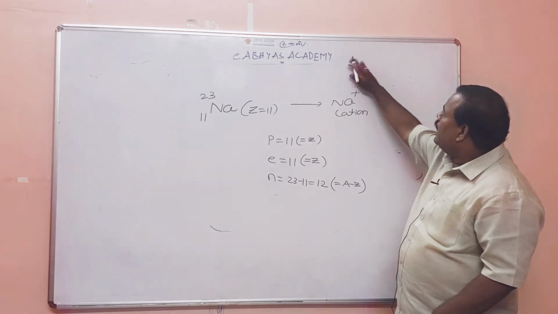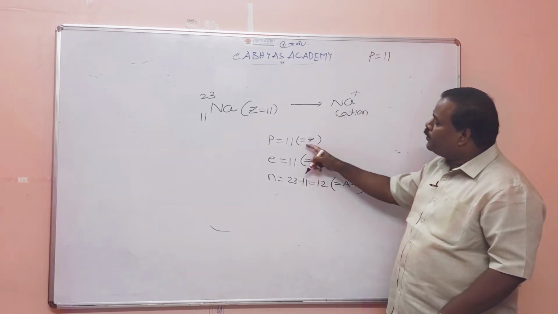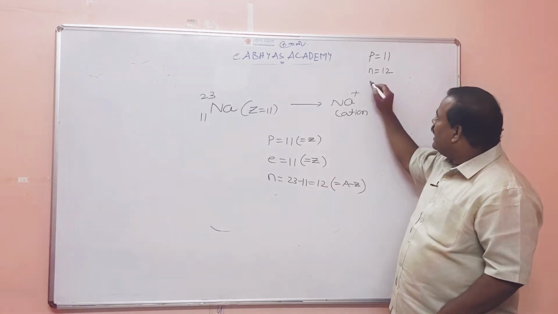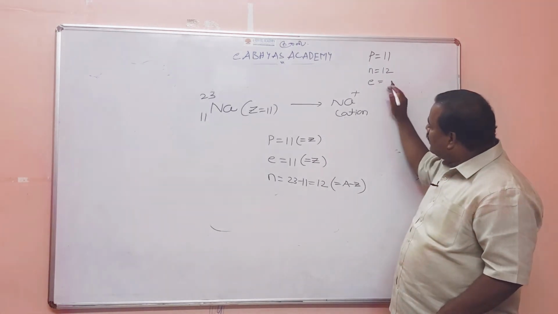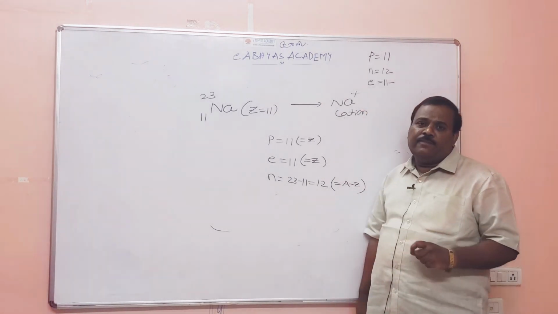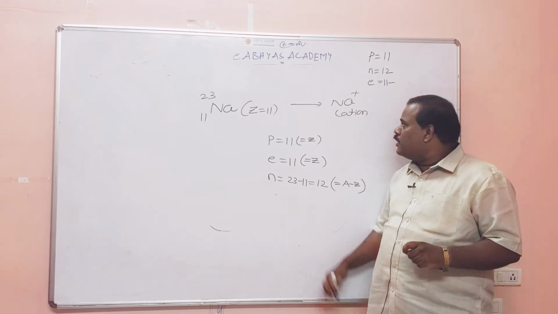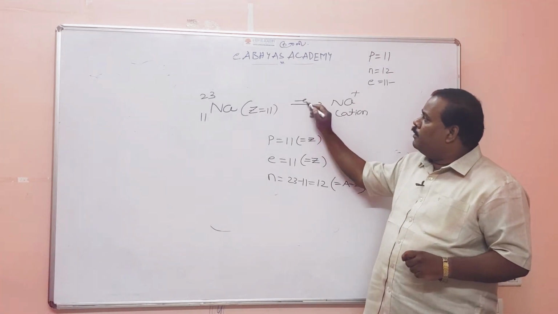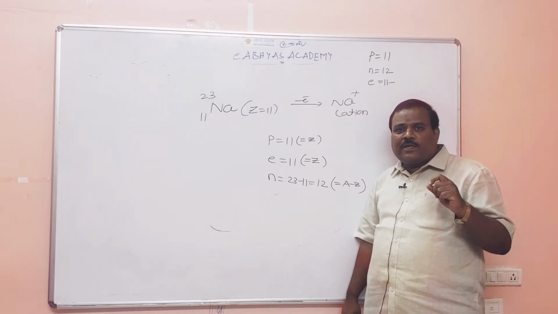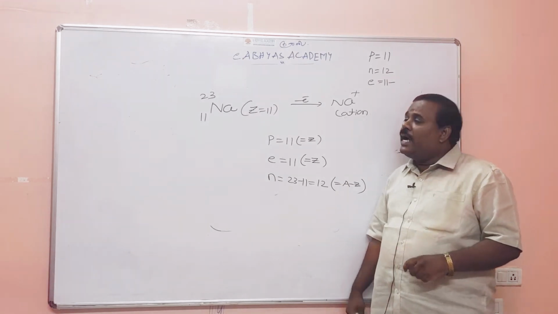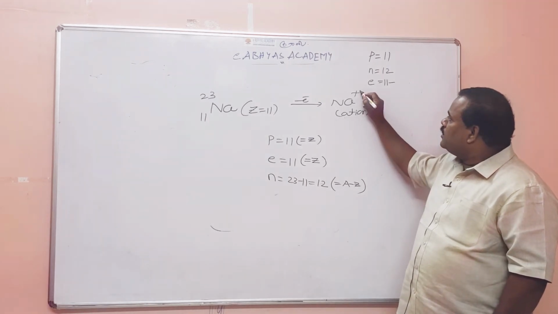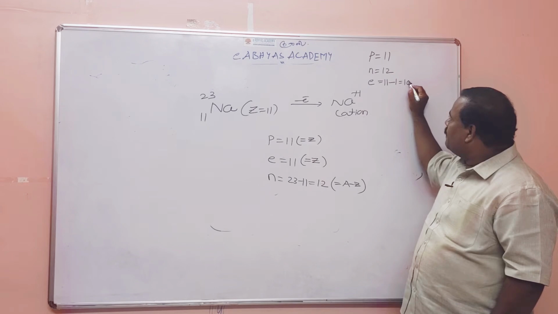So in the case of Na+, like the neutral atom, protons will be 11, neutrons will be 12, but electrons will be atomic number, meaning 11, minus the charge present on the ion, because here one electron is lost. That's why Na+ is formed. So whenever the number of electrons in a cation is asked, atomic number minus charge present on the ion has to be considered. As the charge here is plus 1, so 11 minus 1, 10.